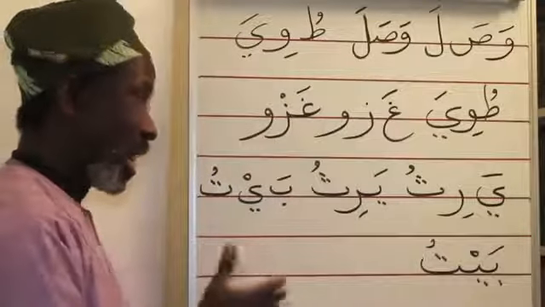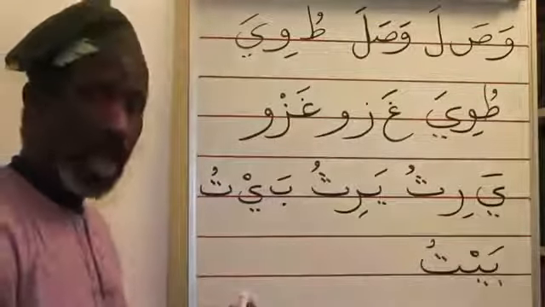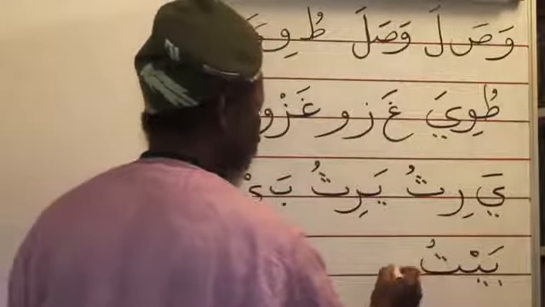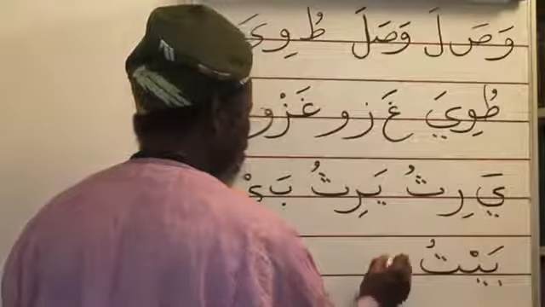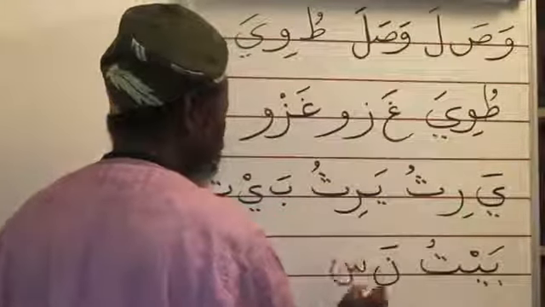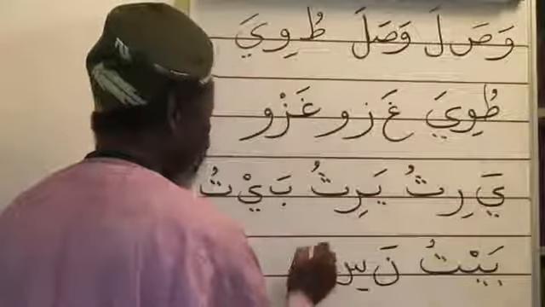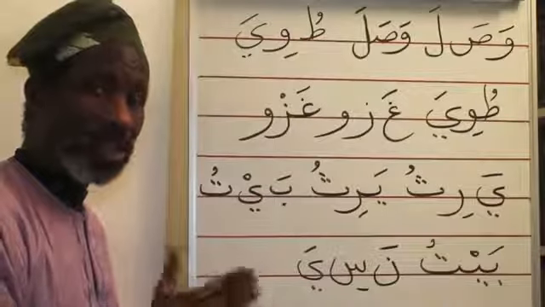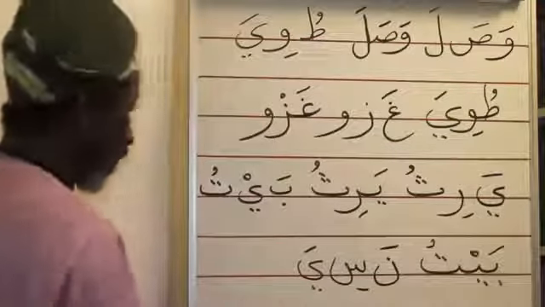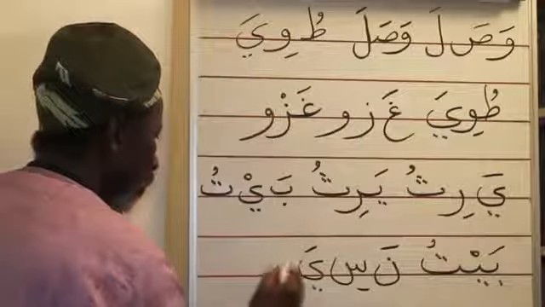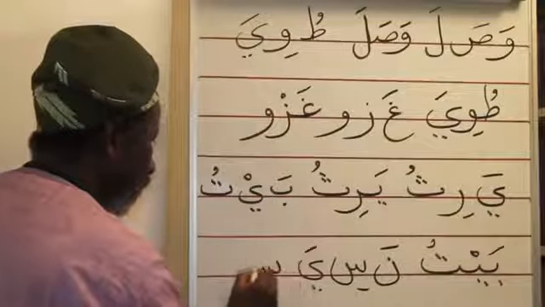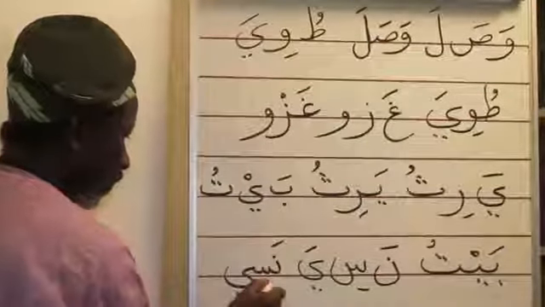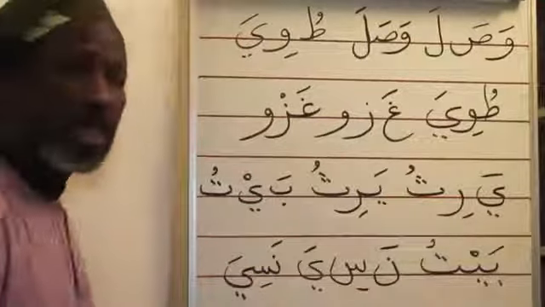Now we need ya at the end to conclude the alphabet. So, the next one is nasiya. Na, si, ya. Nasiya. That's ya at the end. Let's join that. Na, si, ya. Nasiya.